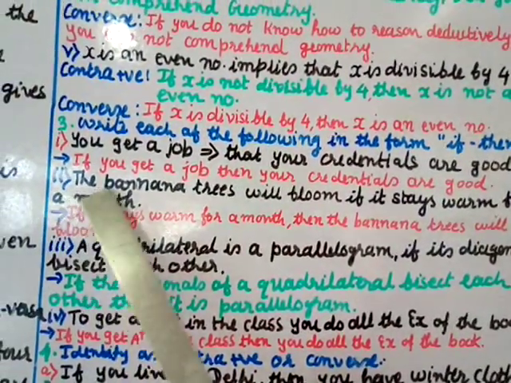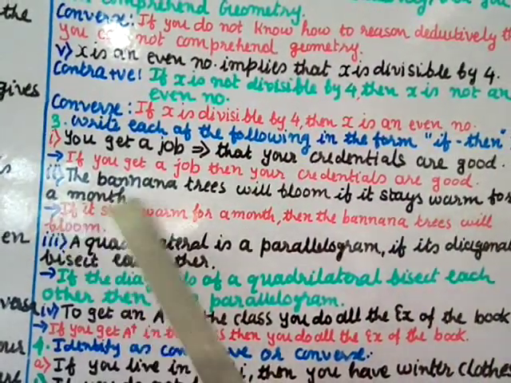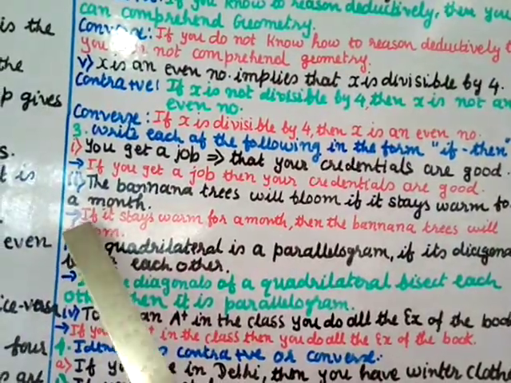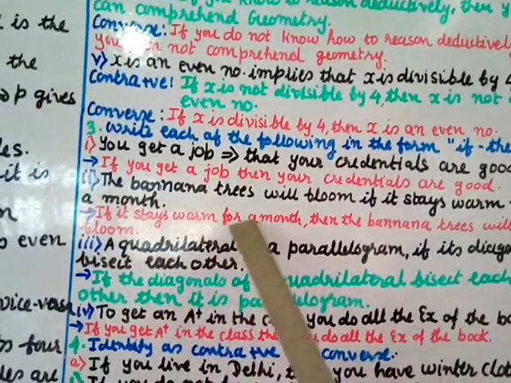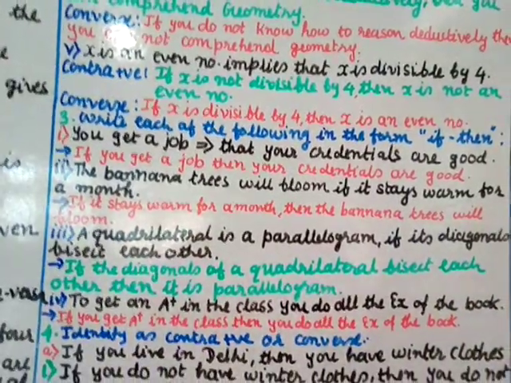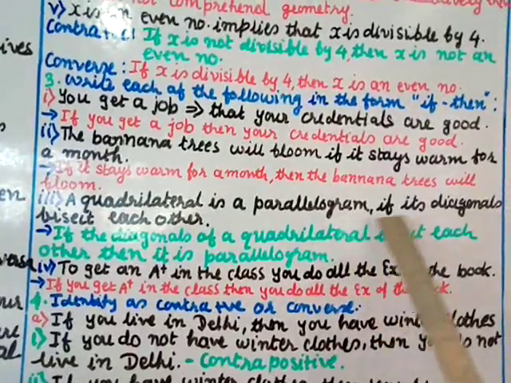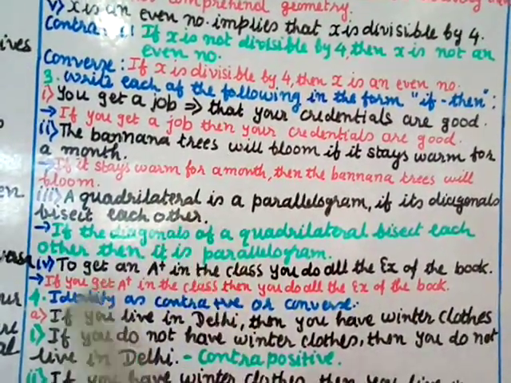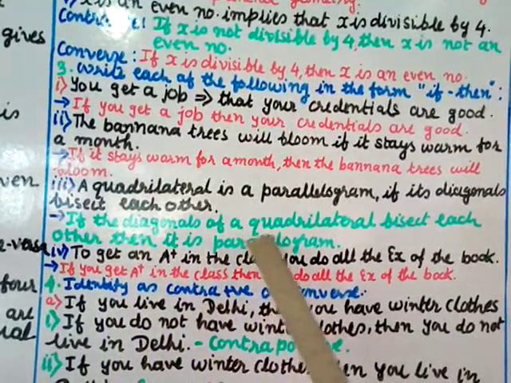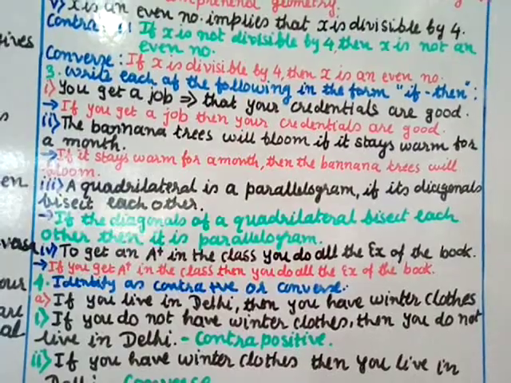Roman number 2. The banana trees will bloom if it stays warm for a month. So you have to use if then. What you can say is, if it stays warm for a month, then the banana trees will bloom. Roman number 3. A quadrilateral is a parallelogram if its diagonals bisect each other. So we can write it as, if the diagonals of a quadrilateral bisect each other, then it is a parallelogram.